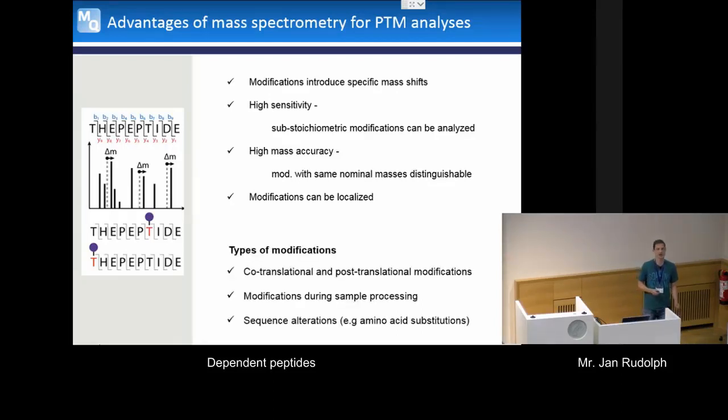So there are different kinds of modifications that you can study. They could be co-translational or post-translational, but they could also be induced during sample preparation, as Tammy told you in the sample prep talk. And we can also try to find sequence alterations, not with the same precision as the proteogenomics approach that Prabha presented, but we might still find some interesting amino acid substitutions.